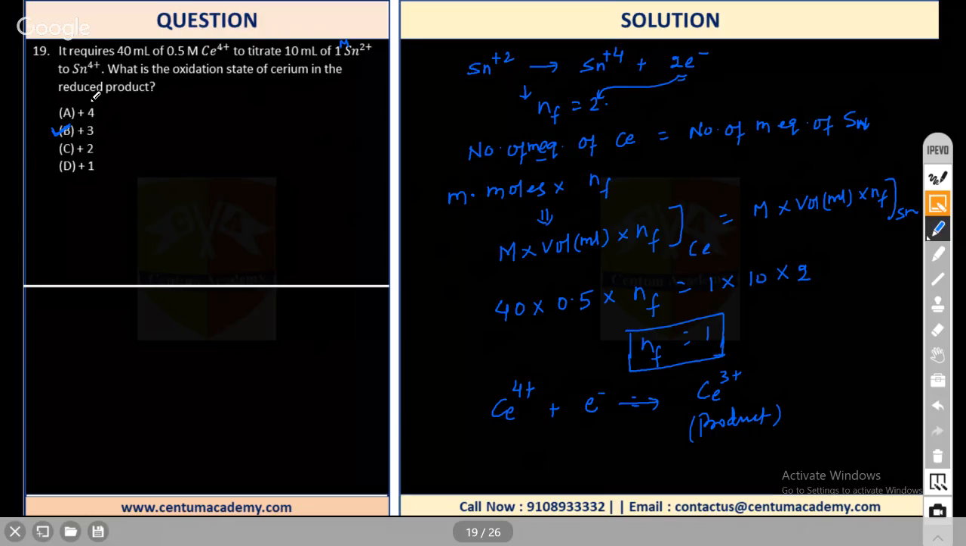Correct? Yeah, right, Saimir. Understood, Shreyash? Just the number of equivalents we have to equate. Next question.